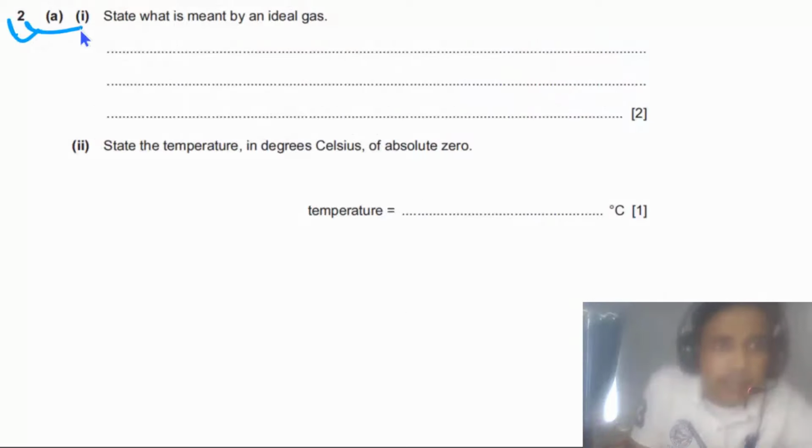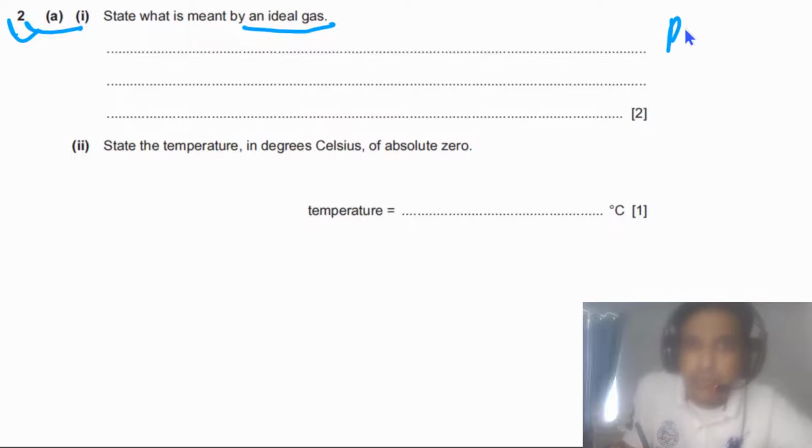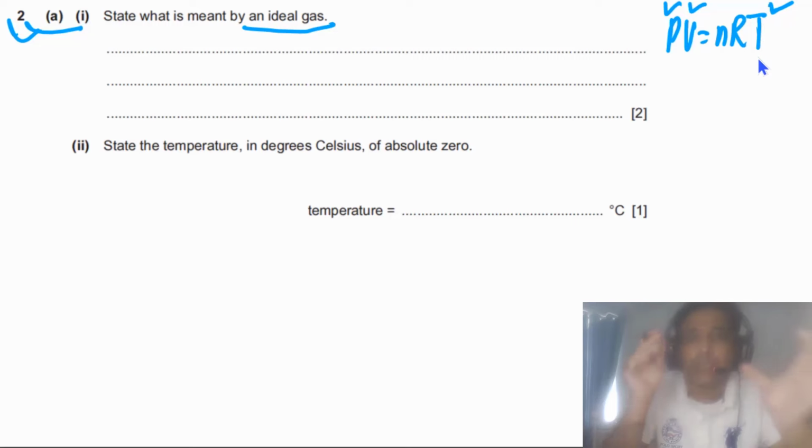Question 2, part A says, what is meant by an ideal gas? An ideal gas has to obey PV equals nRT at all values of P and all values of V and all values of T. And T is thermodynamic temperature, or simply we can say T has to be in kelvins.